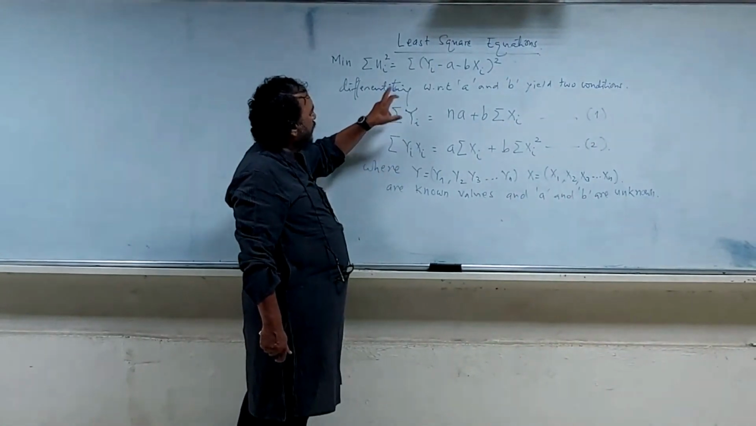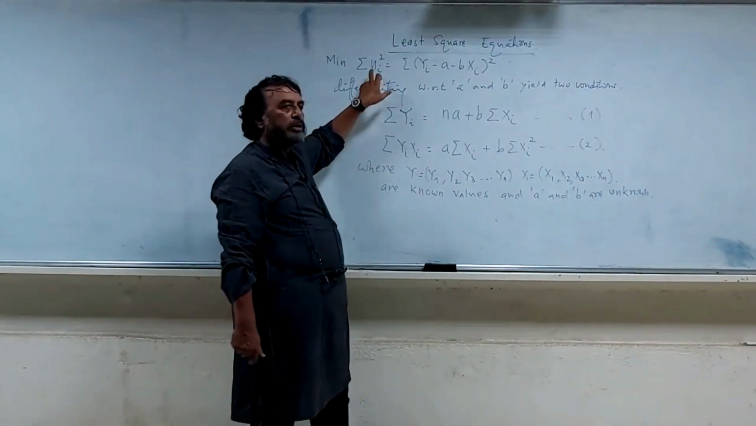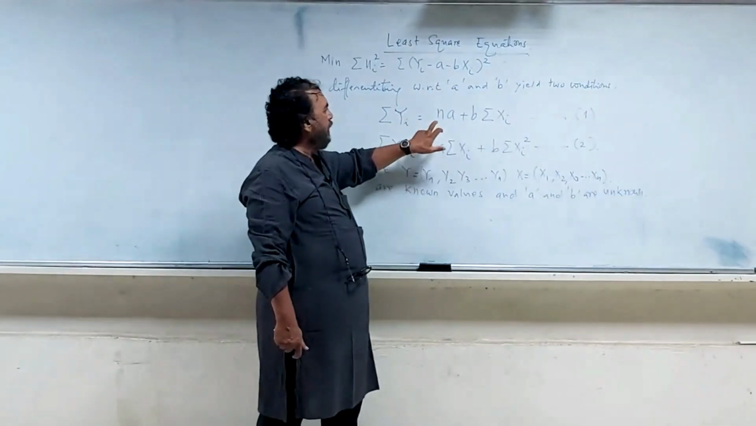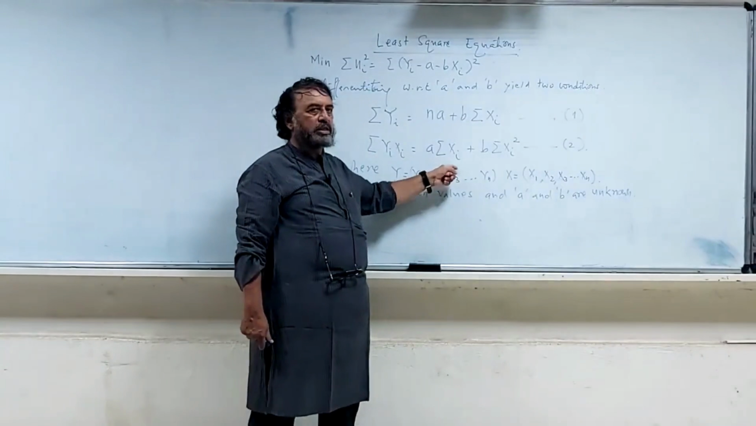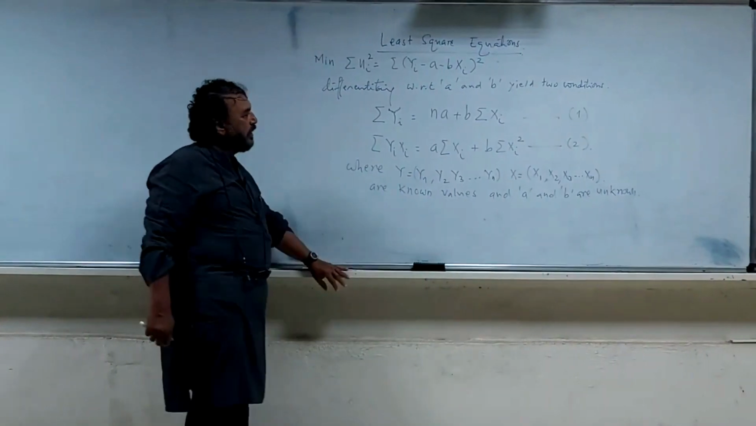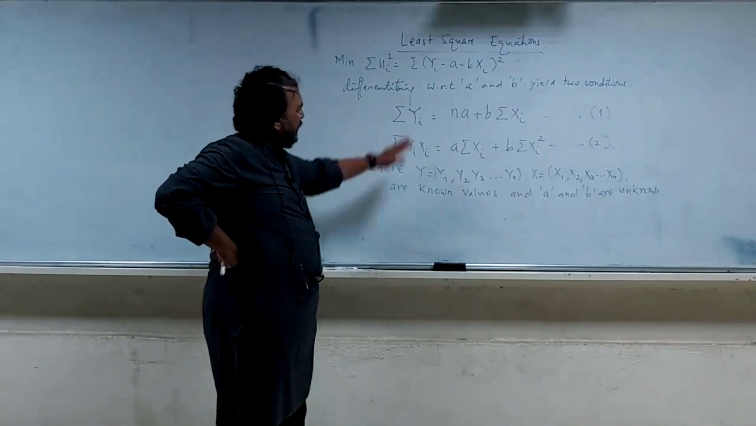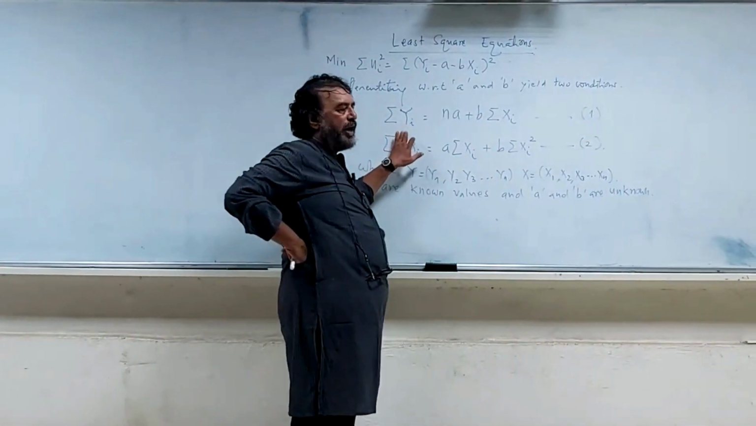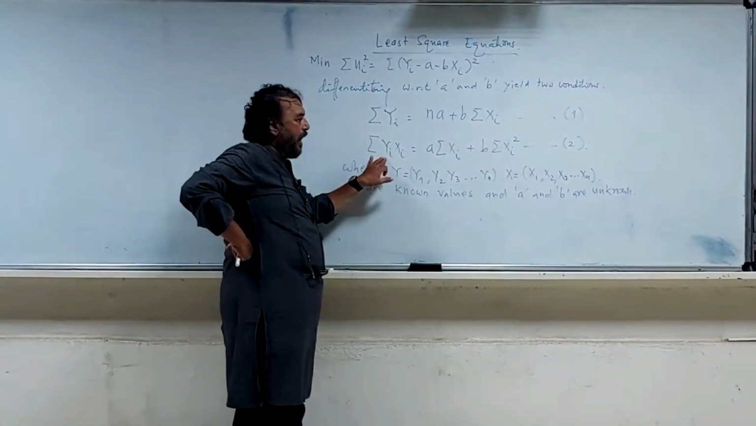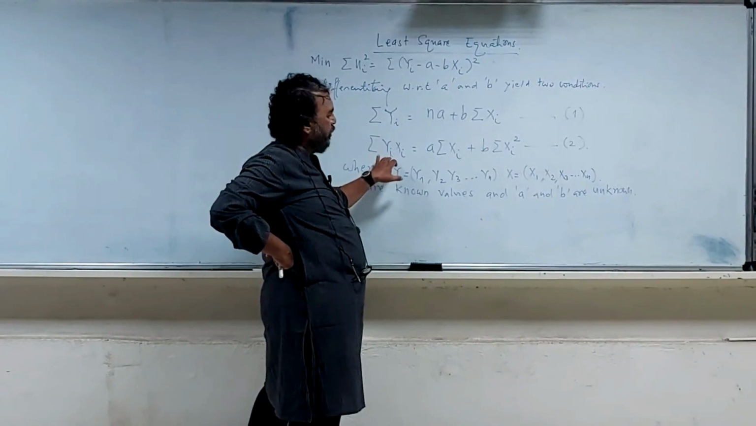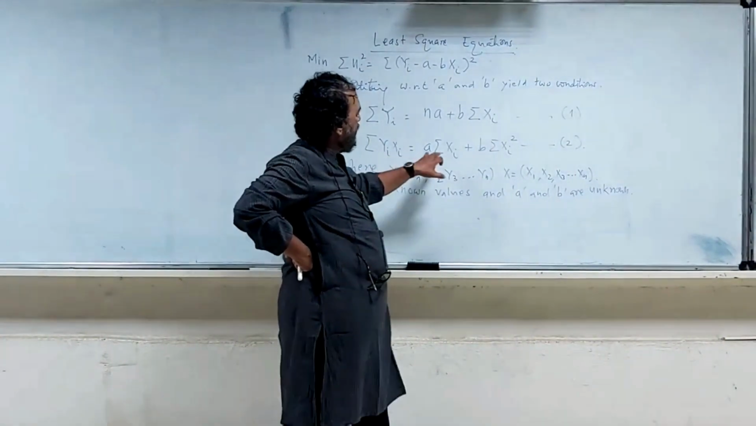And if we take the derivative of the summation ui square with respect to a, it yields this condition. We do the same with respect to b, it yields this condition. These are the two conditions which need to be fulfilled simultaneously. That means in this we know summation yi, we know summation xi, we know products of y and x. It is this part that we are going to deal with a little more elaborately in the next part of the lecture.